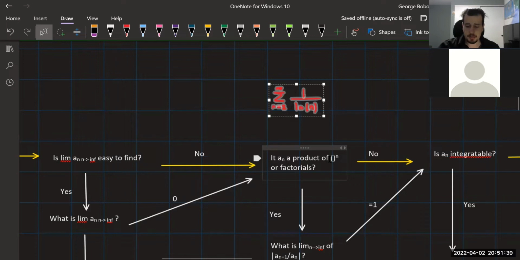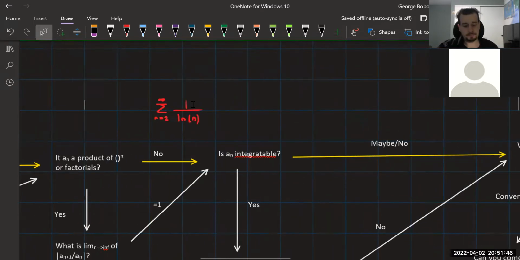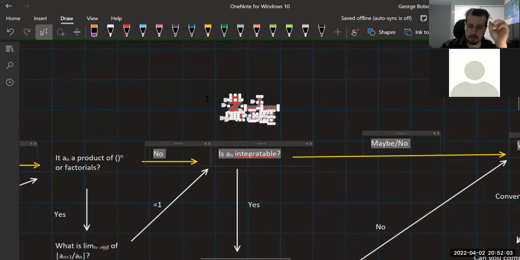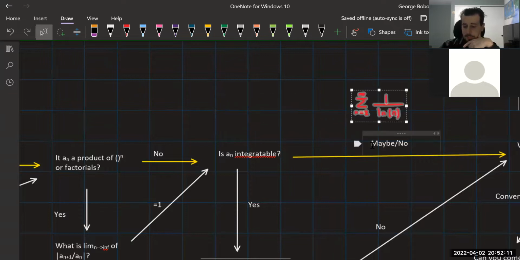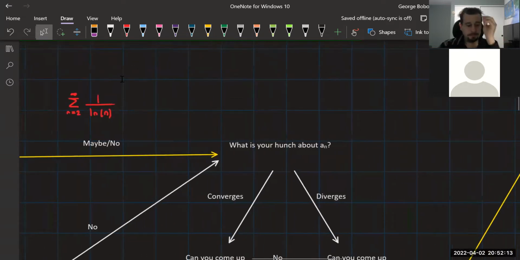Is it a product of these weird things here, brackets of n or factorials? No. Okay. Is it integratable? That's debatable. Again, 1 over ln n. Maybe if you do integration by parts, maybe. So I don't want to go there right now because that seems like a lot of work. So that's why I say maybe. Keep moving to the right.